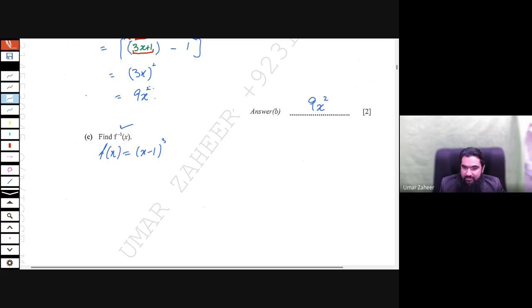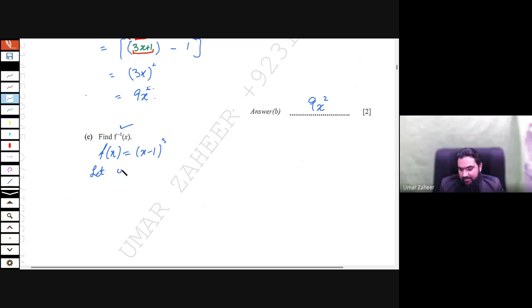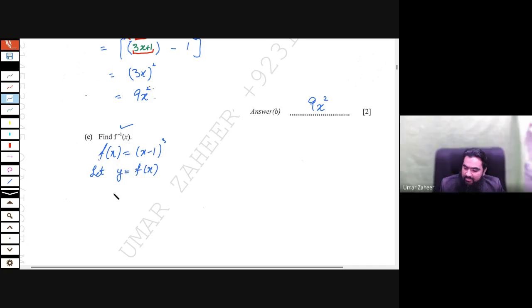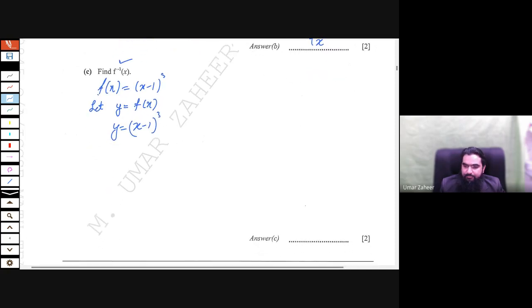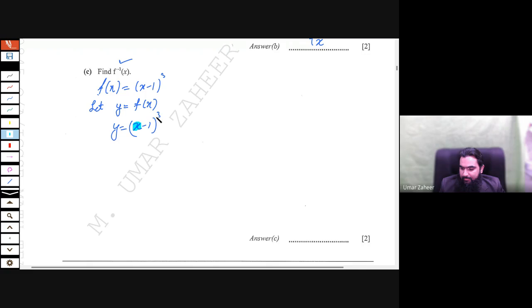What is the first step to find the inverse? So we will let y be equal to (x minus 1) over 3, f of x. In the next step, y is equal to (x minus 1) whole cube. What do we have to do next? Then we will find x. Yes, we have to find x, so we need to remove the cube.